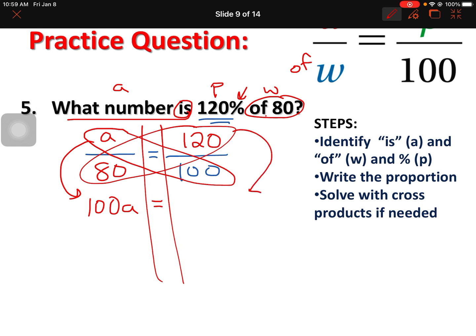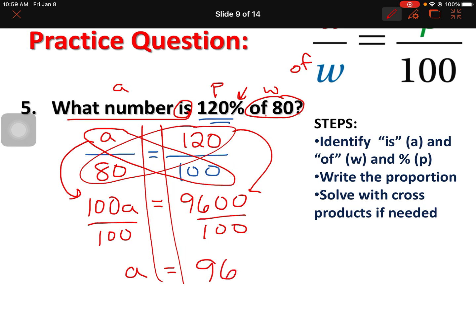And so we go ahead and we do 120 times 80, and that gives you 9,600, and you're going to divide by 100, and A is going to equal 96. Now, if you plug that back into the ratio, it's saying, I got something bigger than I started with. I started with 80, now I have 96. Well, it makes sense because you went over 100%. 100% of 80 would be 80. So 120% is going to be 20% higher than what you started as, which is, in this case, 96.